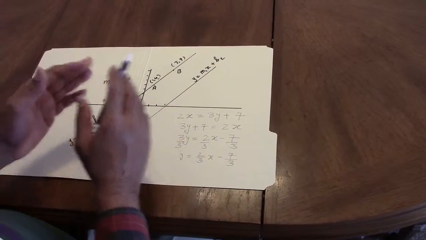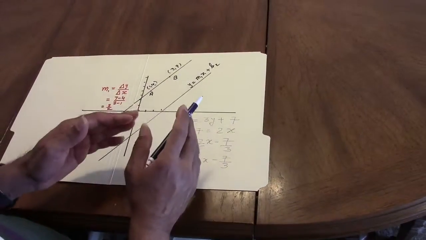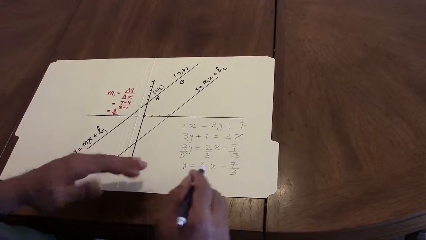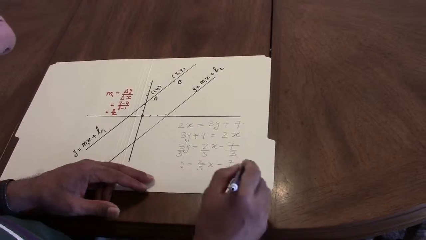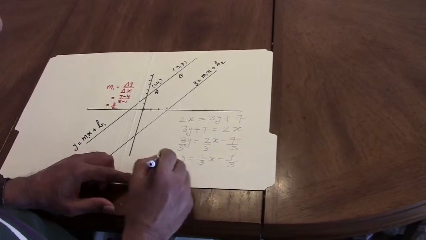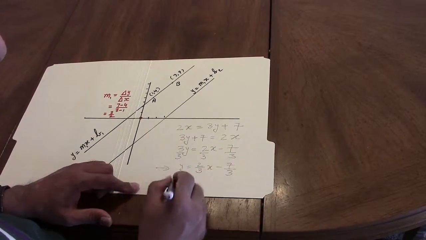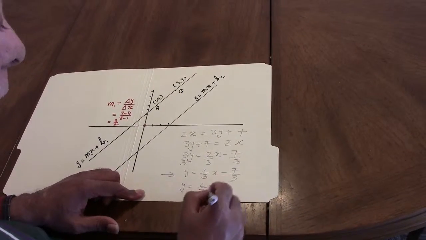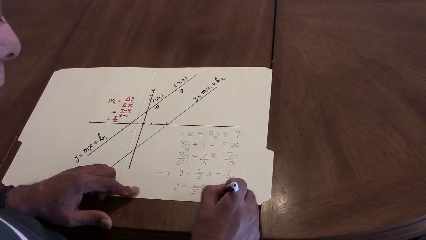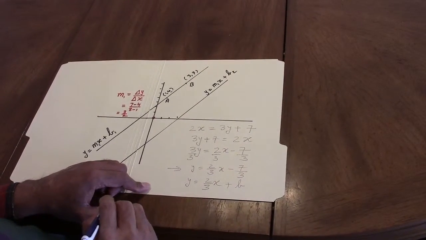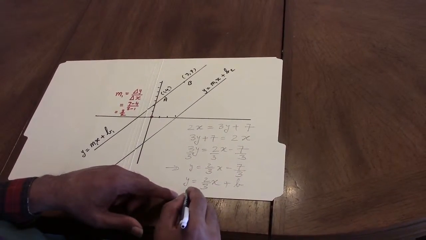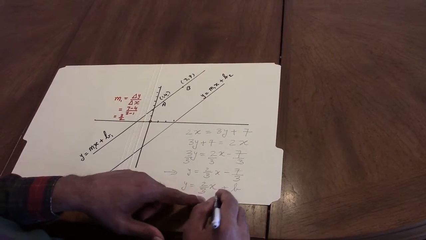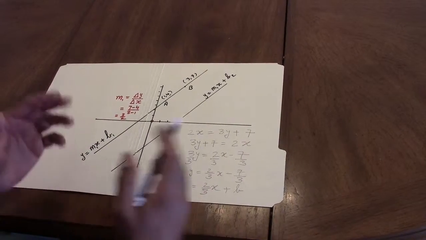So any line that is parallel to a given line has the same slope. So if we were writing the equation of a line that was parallel to this, the slope would be the same, but the intercept would be different. And so the equation would be y equals 2/3 x plus b. And there you have it.